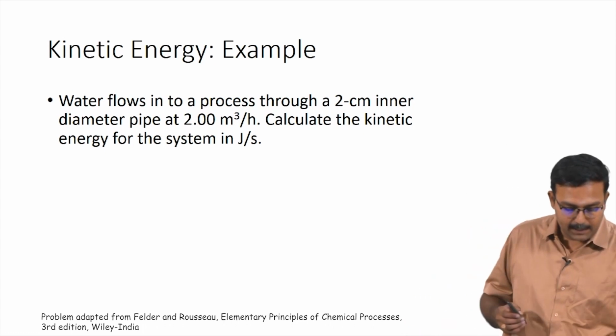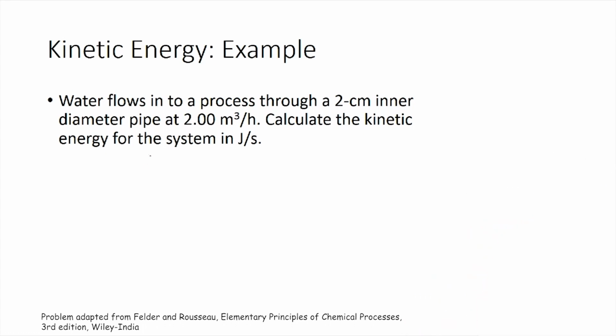So, let us perform these calculations. We know that kinetic energy is calculated as Ek equals half mv squared. We have to find what the value for m is and what the value for v is, so that we can calculate the kinetic energy. So, m would have to be calculated from the volumetric flow rate. Here we have m dot or mass flow rate, which we can calculate from the volumetric flow rate. We know that the volumetric flow rate F is 2 meter cube per hour.